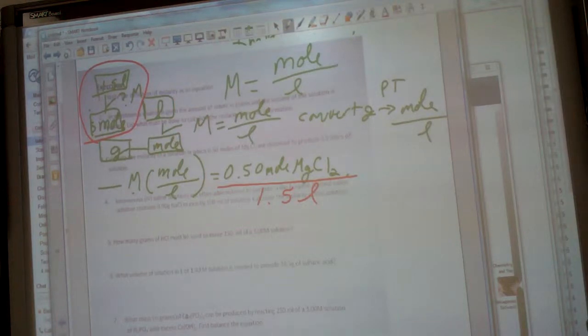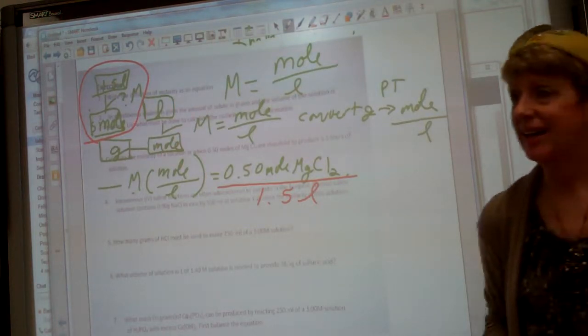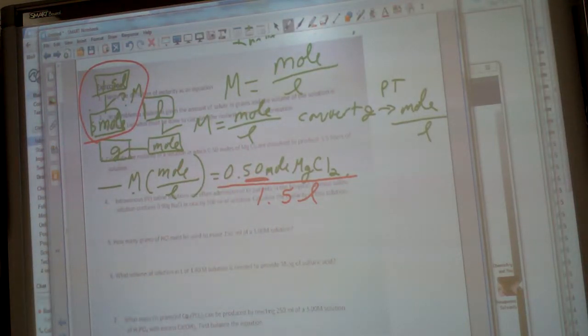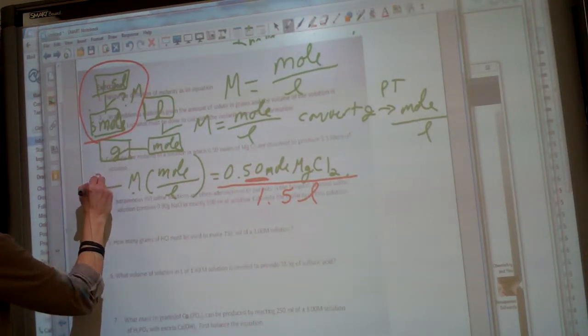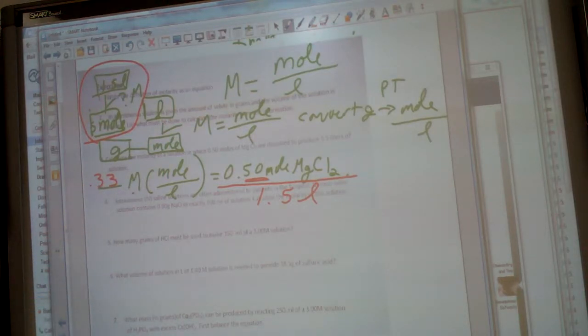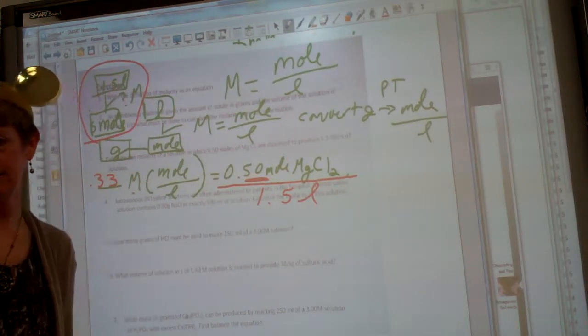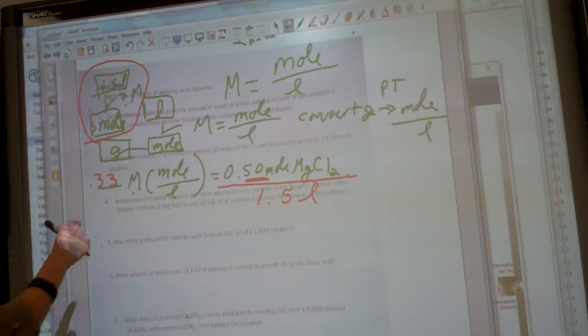0.50 divided by, what did you get? 0.3. Now careful, sig figs. Good. 0.33 big M. You like these problems. Those are the easy ones, right? Number 4, though. You're going to get maybe one of those. Okay? Let's get real here.